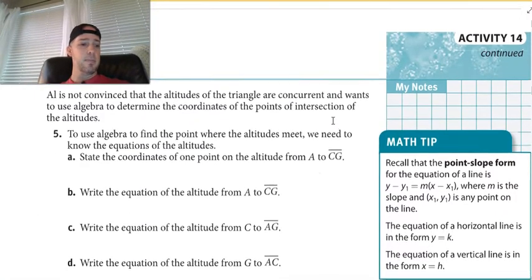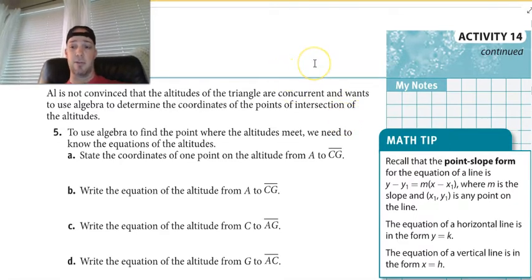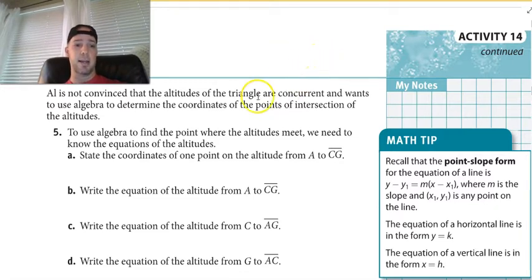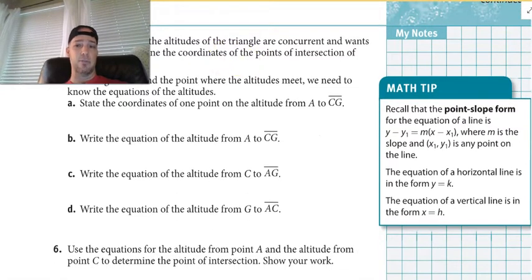All right, so Al is not convinced that the altitudes are concurrent. Maybe when we drew it, it just happened to look like they're concurrent. So he wants to use algebra now to determine for sure. So use algebra to find the point where the altitudes meet.